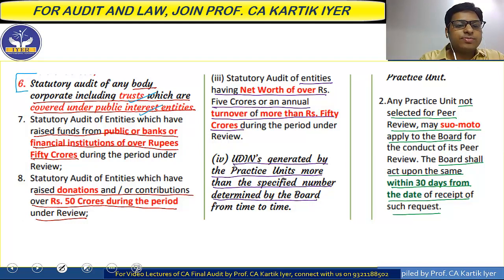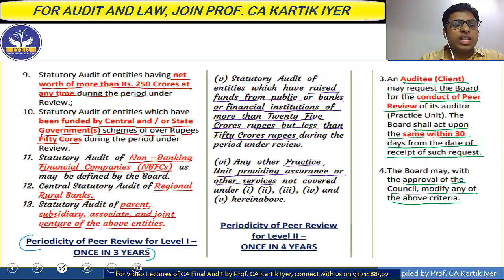Next is statutory audit of entities which have raised funds from public or banks or financial institutions of over 50 crores during the period under review. Statutory audit of entities which have raised donations and/or contributions over 50 crores during the period under review. So they have raised donations and/or contributions exceeding what? 50 crores. Okay. After that, you have point number 9, that is statutory audit of entities having net worth of rupees 250 crores at any time during the period under review.